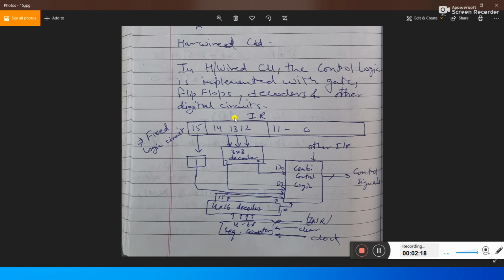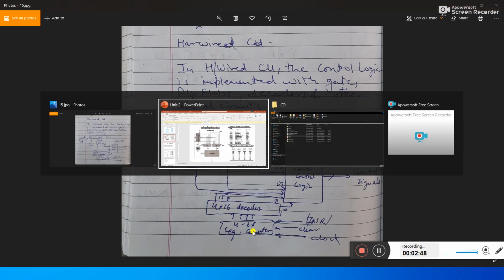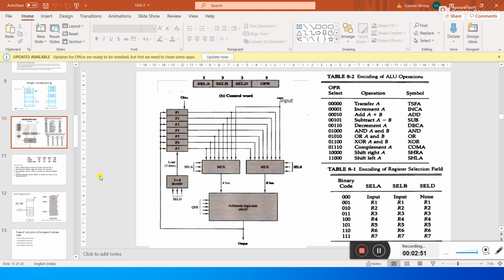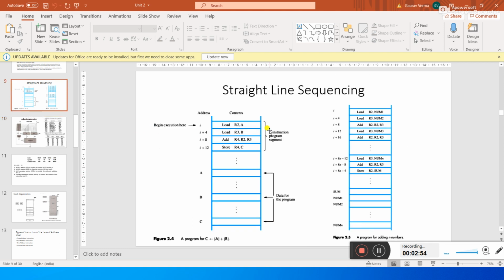For example, if I have an instruction register, it is designed like this. The last bit defines the addressing mode, that is, whether it is a direct or indirect addressing mode, and these 3 bits are for the decoders and are used as the input for the combinational control logic. A 4x16 decoder is there, which is used for sequencing, because sequencing is important, right? I have already discussed the sequencing of the instructions.